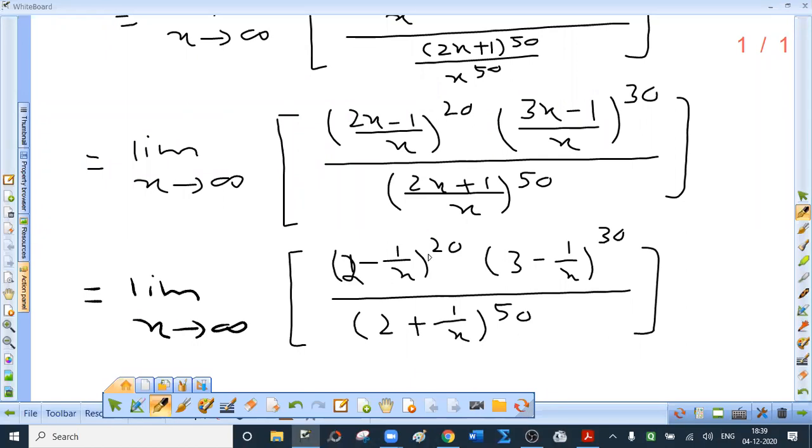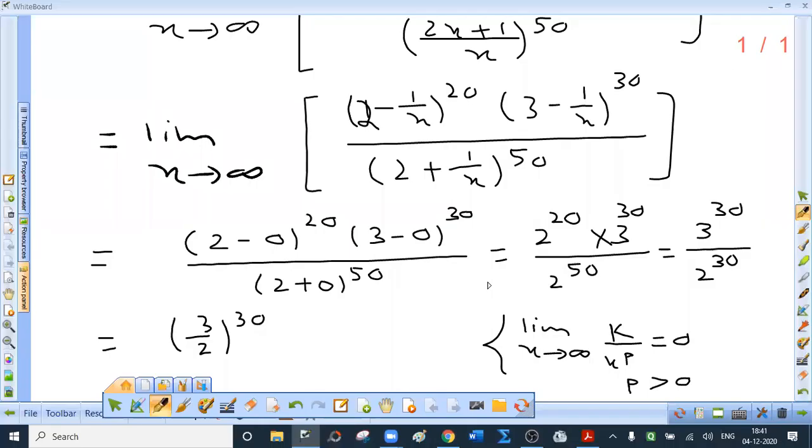So 2 raised to 20 into 3 raised to 30 upon 2 raised to 50, because as x extends to infinity, 1 upon x equals 0. So it is 2 raised to 20 into 3 raised to 30 upon 2 raised to 50. That is 3 raised to 30 upon 2 raised to 30. Finally, (3 upon 2) raised to 30. Of course, we have to mention this reason.